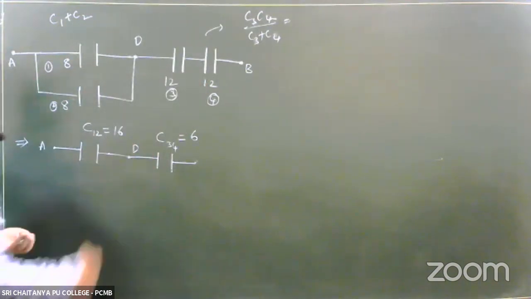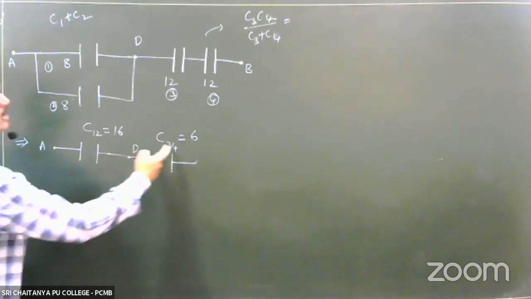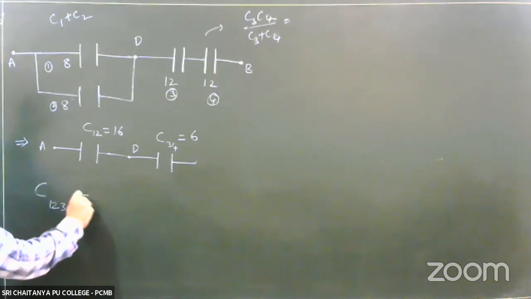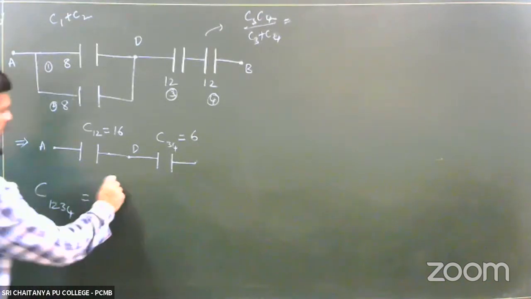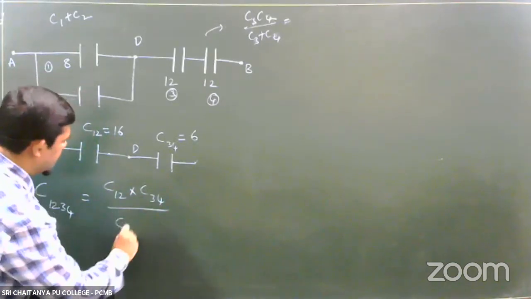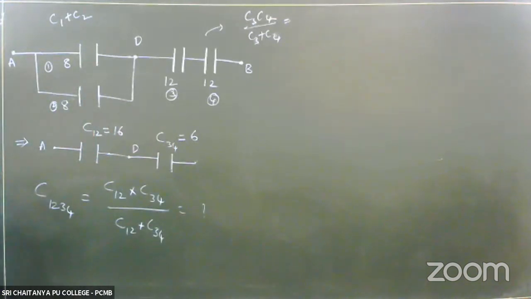This combination is a single capacitor. Okay. Now these two are in series. C 1, 2, 3, 4. Series, what is the formula? C12 into C34 by C12 plus C34. Find the answer. That's it. Okay.